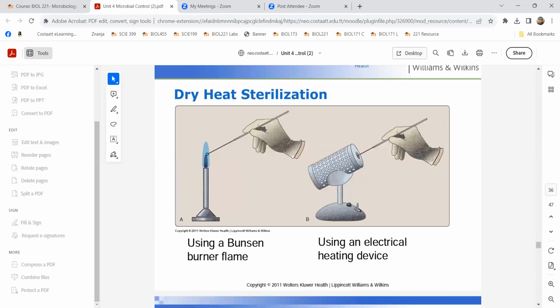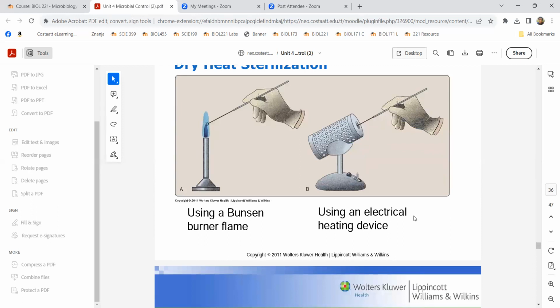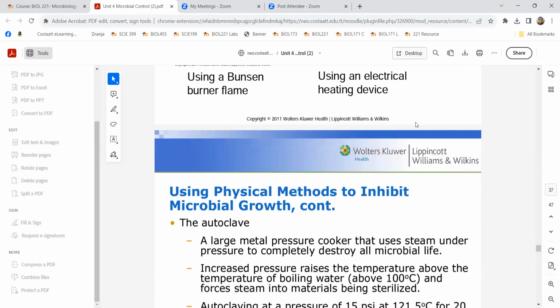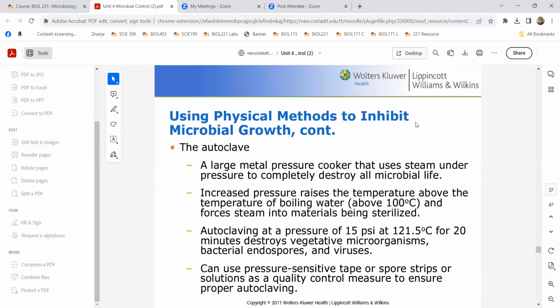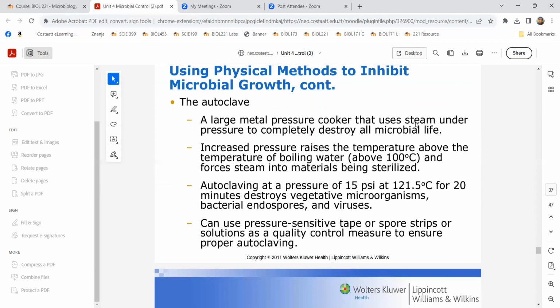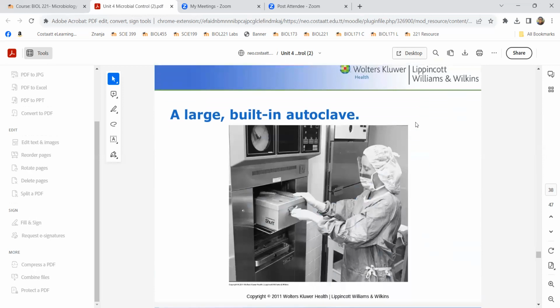So these are examples of dry heat using a flame or electrical heating device. You all may have seen those heating devices used in salons and so on to sterilize equipment. And autoclaves would be moist heat, right? It's like a large pressure cooker. And that's what is used in the lab to sterilize a large amount of equipment that is used for your labs. And this is what an autoclave looks like.